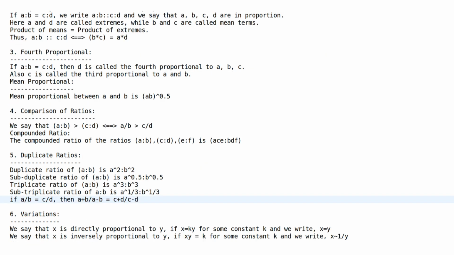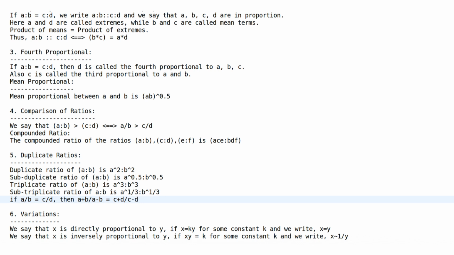Next one, comparison of ratios. We say that A is to B is greater than C is to D if A divided by B is greater than C divided by D. Next, compounded ratio. The compounded ratio of the ratios A is to B, C is to D, E is to F is ACE is to BDF. We combine them as a compound, like all the values on the left-hand side is to all the values on the right-hand side.